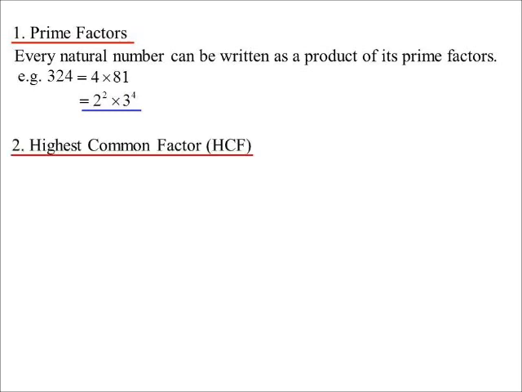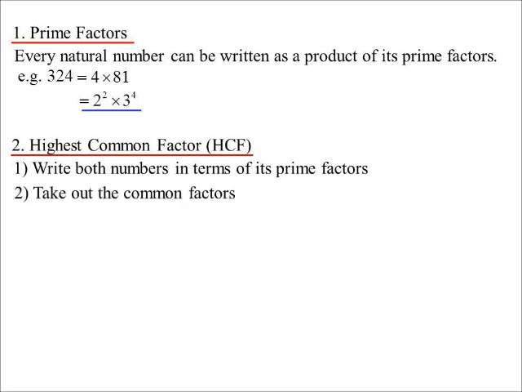And then we have a thing called the highest common factor. Now, to find the highest common factor, you write both of the numbers down in terms of their prime factors, and then you take out the common factors. It's just exactly the same as factorizing.